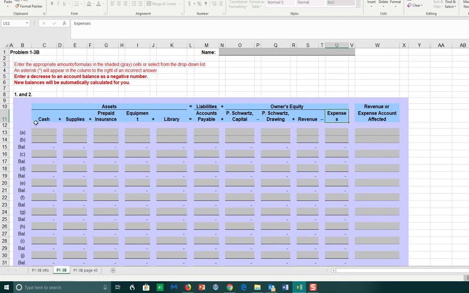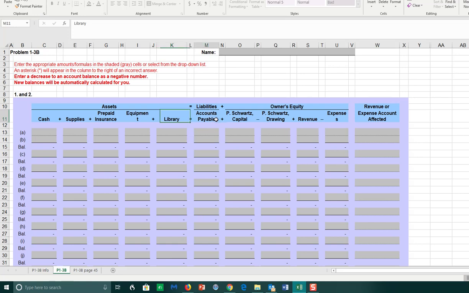So under assets, we have cash, where we record money that comes into the business and money that goes out. Supplies, where we record the purchase of supplies and the use of supplies, if any. Prepaid insurance is the type of asset where we are planning to use insurance, but we are paid ahead of time. And then the equipment, of course, is an asset that we would have purchased to use in the business. Library would be an asset account that we use to record books or items of that nature that would be used in the business.